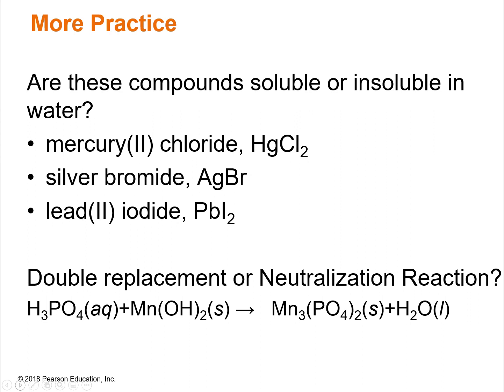Let's start with practicing our solubility rules. We've got mercury 2 chloride, HgCl2. Well, the exception is mercury 1, which would be Hg2Cl2. So this one's soluble. Silver bromide. Silver. That's on the bad list. When you combine silver with a halogen, whether it's chlorine, bromine, or iodine, it's going to be insoluble. Lead 2 iodide, same thing. It's on the bad list.